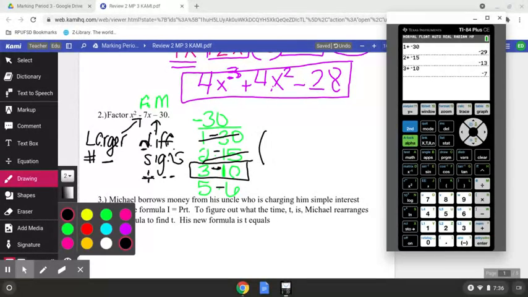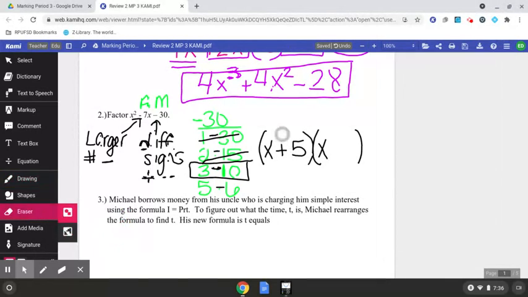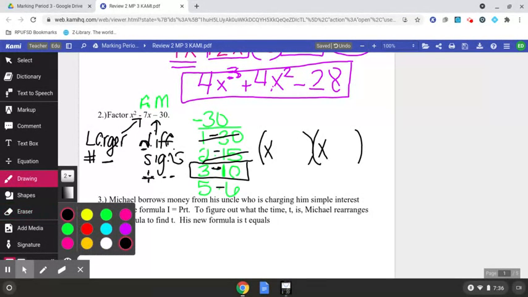So when I write this out, my x squared just becomes x and x. And then my plus 5, I'm using the wrong terms. Hold on. I'm taking the wrong ones here. So I'm using the plus 3 and the negative 10. Those are my two factors broken down, and if I did the box method to this, it would go back to the original problem.